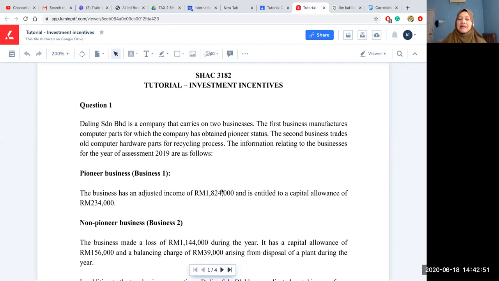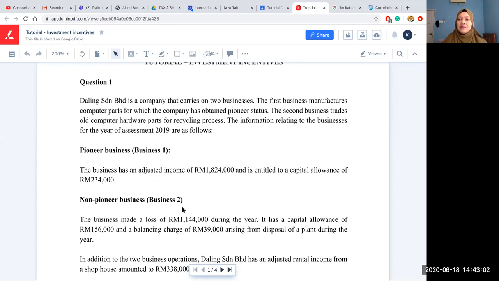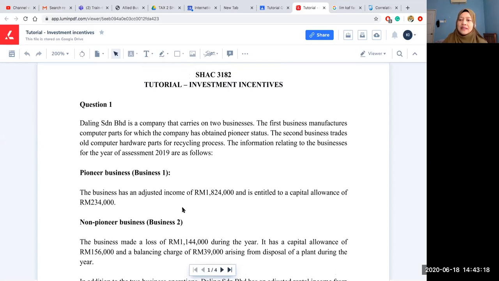So the mechanism is that the pioneer status company is given 70% of their statutory income as an abatement, right? The amount abated may go into your exempt account, and from that exempt account the company can declare exempt dividend. So when you have pioneer status, 70% of the statutory income is abated, and the balance 30% will be taxed at the normal tax rate, and that 30% of SI is known as deemed income.